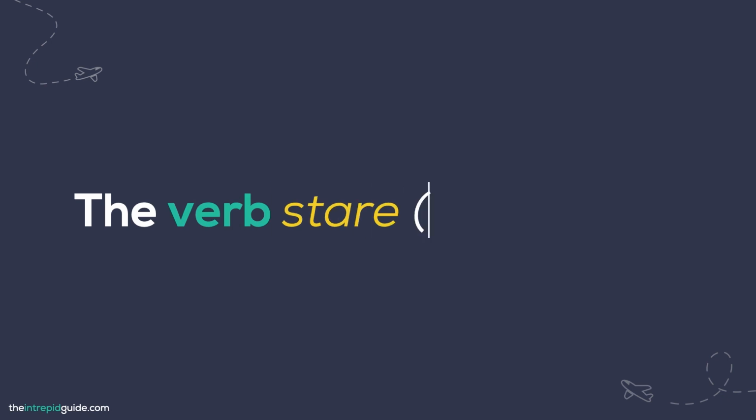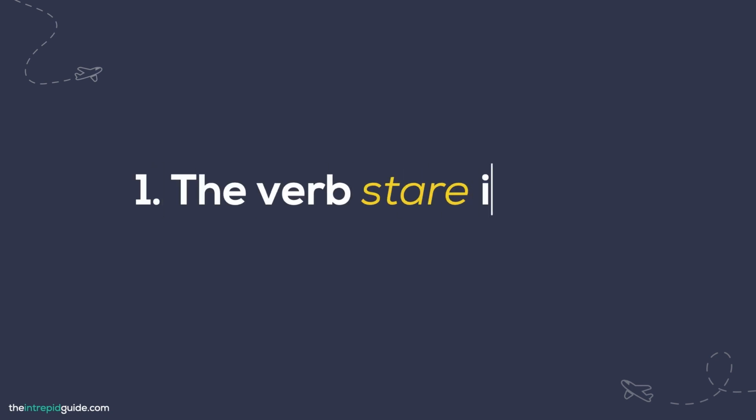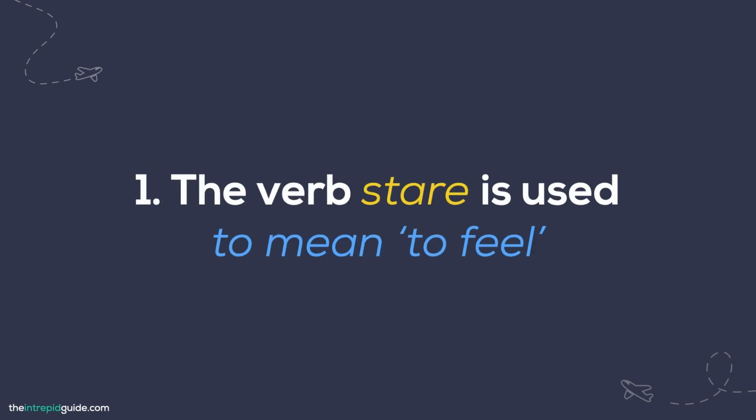Now let's take a look at all the cases where the verb stare is used. But before we do that, let's take a look at how it's conjugated in the present tense. Sto, stai, sta. Stiamo, state, stanno. Using the verb stare to mean to feel.